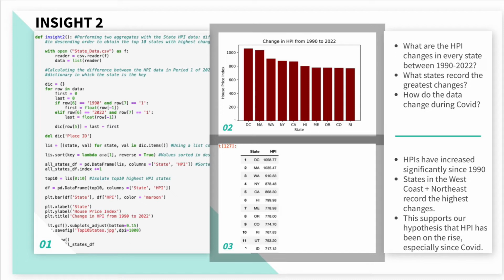Geographically, we can tell states on the West Coast and East Coast are the main ones to experience spikes in house price index. As you can see, every change in HPI is positive, meaning HPI has been on the rise since 1990, which corroborates our hypothesis.